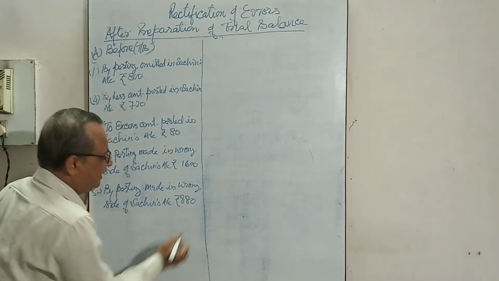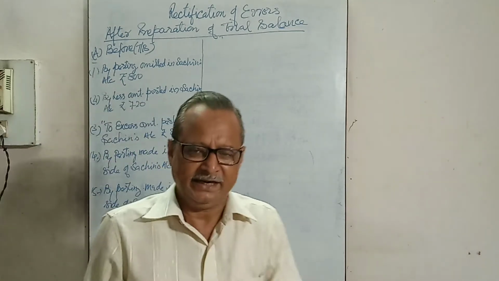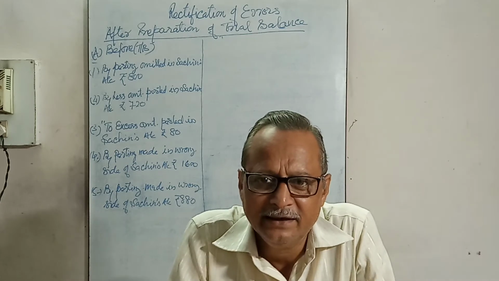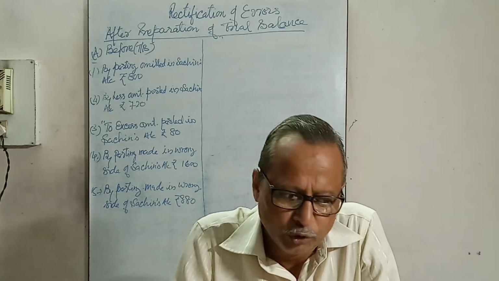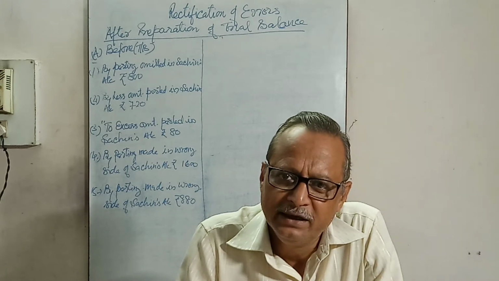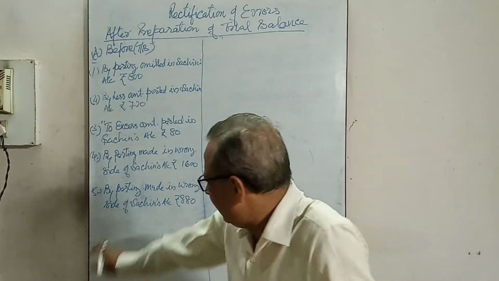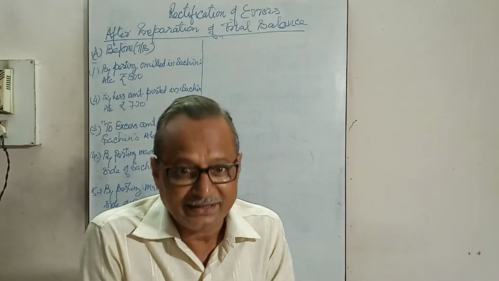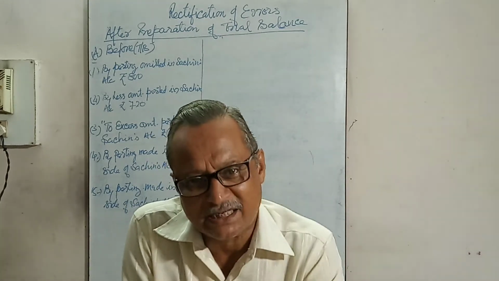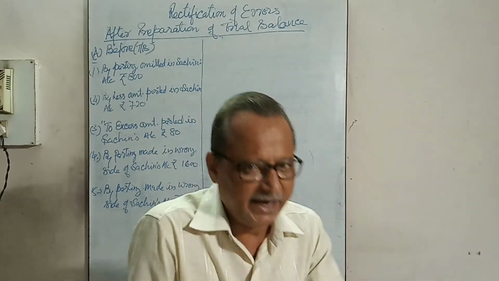880. 800 plus 80. Item to be credited 800, wrongly debited 80. Though both amounts should be added, and then that should be credited in Sachin's account by posting made in the wrong side. Now see, if the trial balance was prepared and suspense account was opened, what entry will be passed?